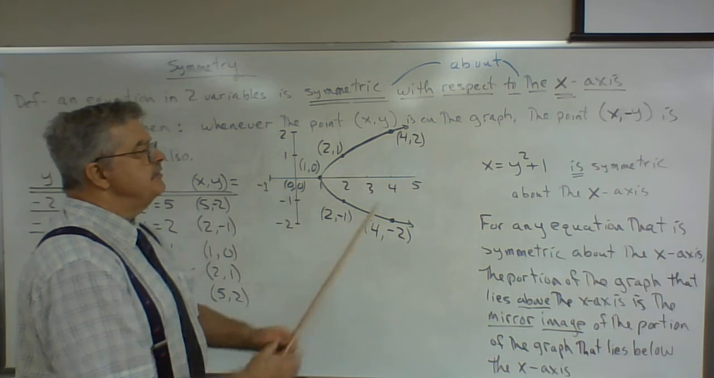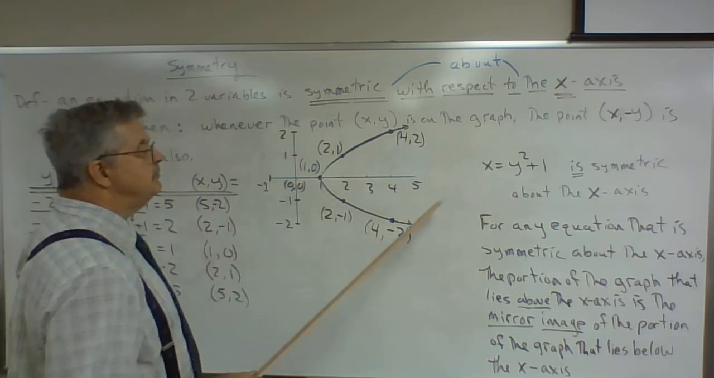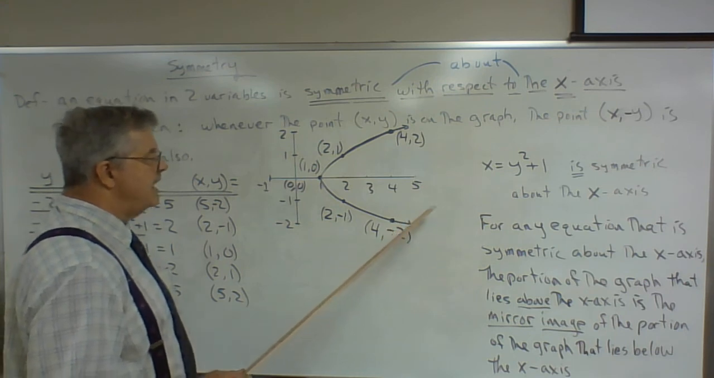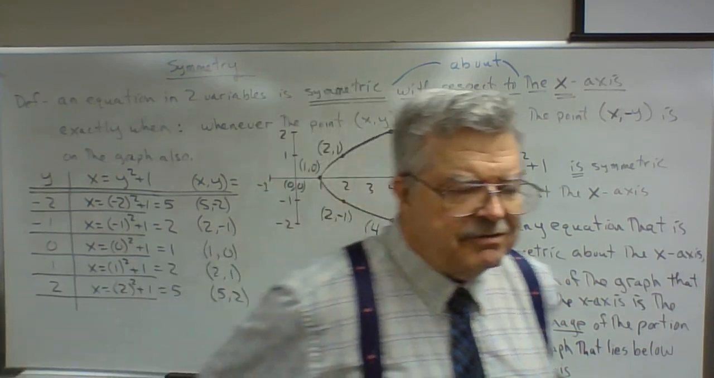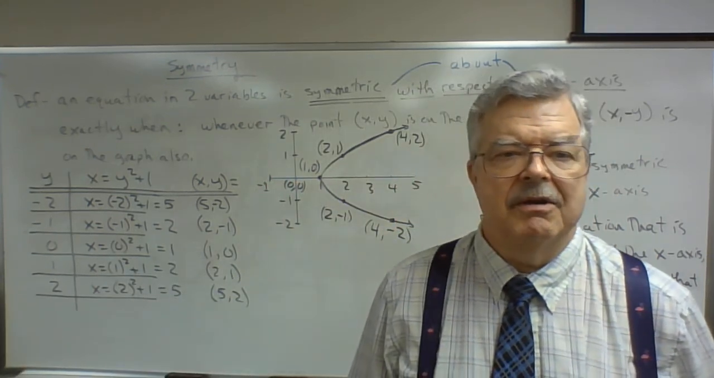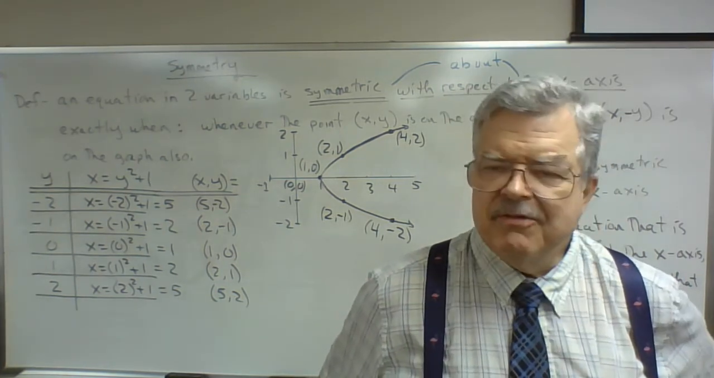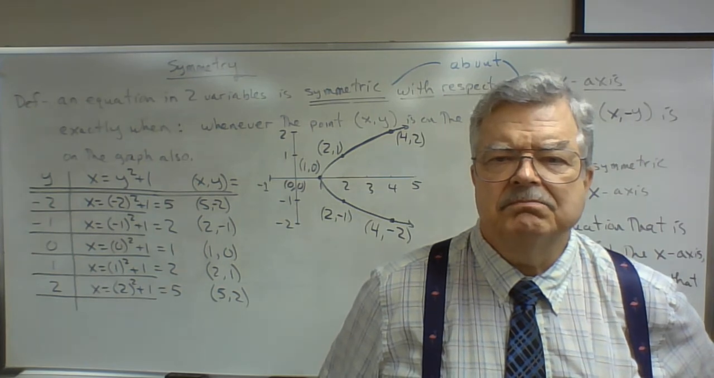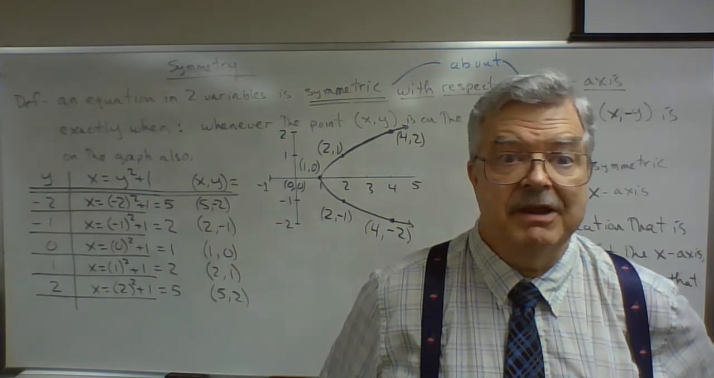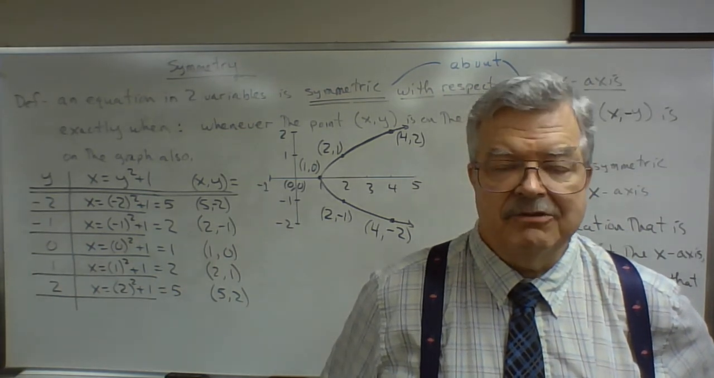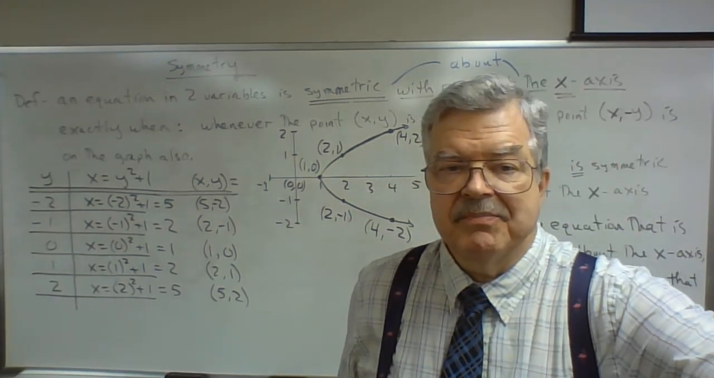The graph of this equation, x equals y squared plus 1, is symmetric about the x-axis. Now, are there other kinds of symmetry that we can consider? Yeah, one more kind. But before we do, let's see how we go about showing that an equation is not symmetric about an axis. One way that we can do it is just to look at the graph.